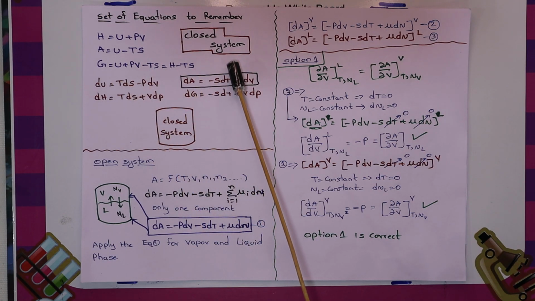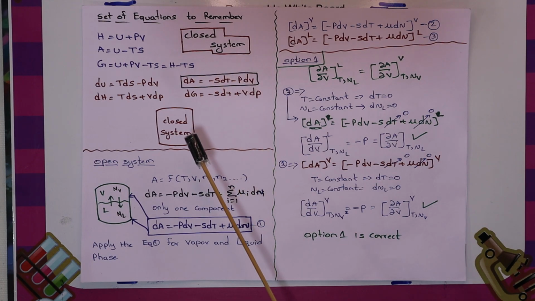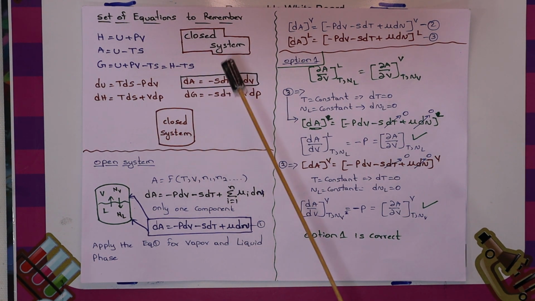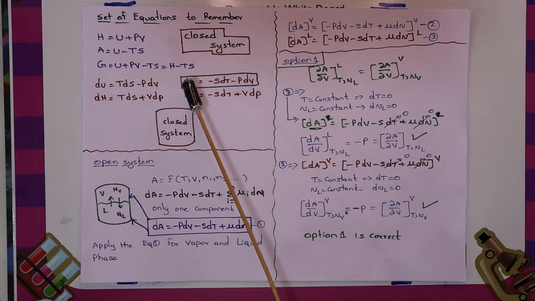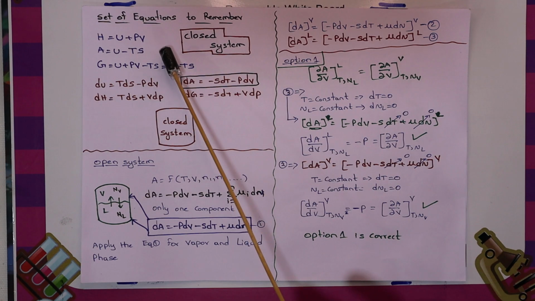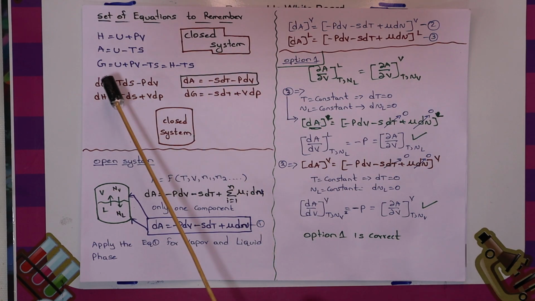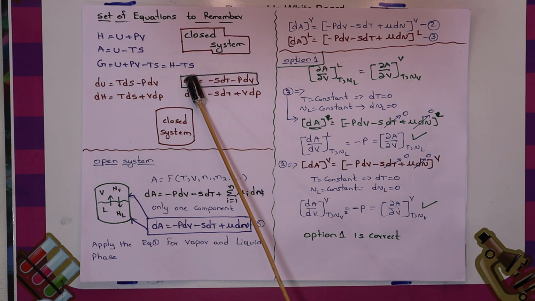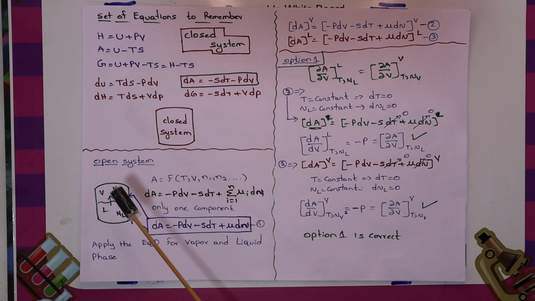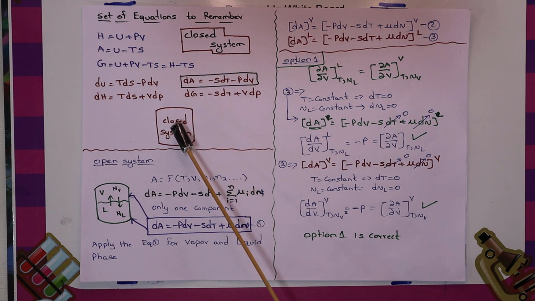Based on these expressions, we are about to find out, as per the given questions, which options are correct and which options are incorrect. These sets are the Maxwell equation sets. If you are able to remember these equations, you can solve the problem. These equations, dU, dH, dA, dG, that means change in internal energy, change in enthalpy, change in Helmholtz free energy, and change in Gibbs energy, are applicable for the closed system.